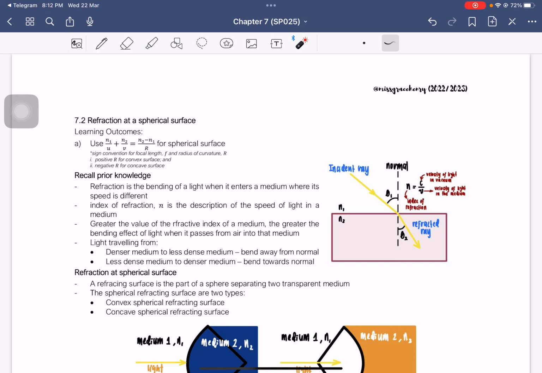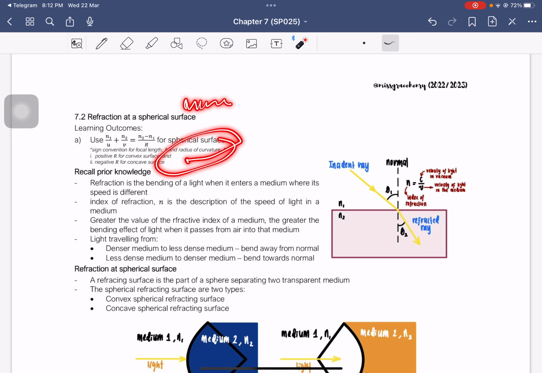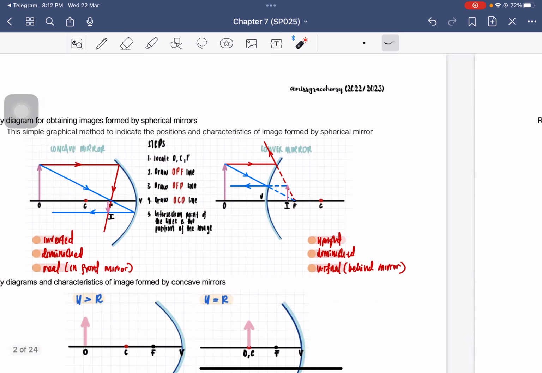Right, second subtopic, which is on refraction at a spherical surface. In this subtopic, you just have to be able to use this equation for a spherical surface. Make sure you notice the difference. Just now it was a mirror. Now it is, wait, it's basically just a surface, right?